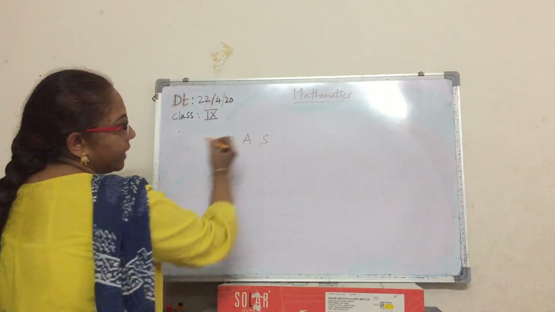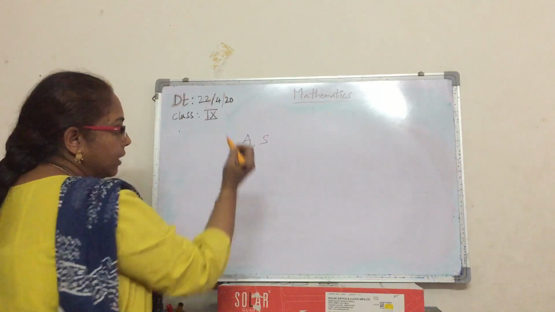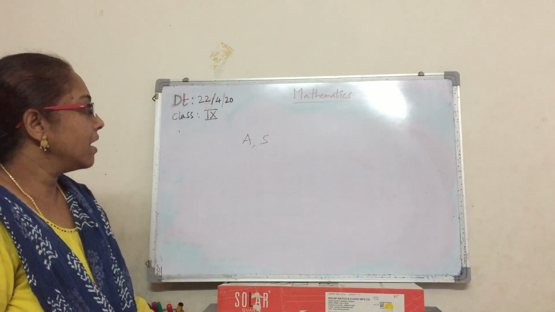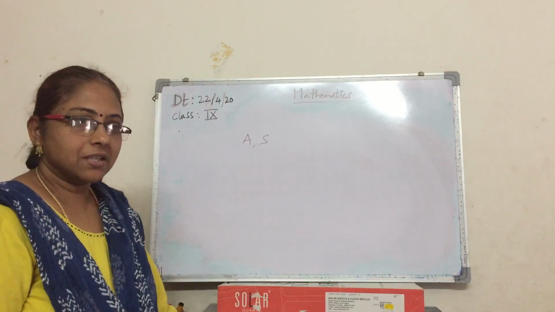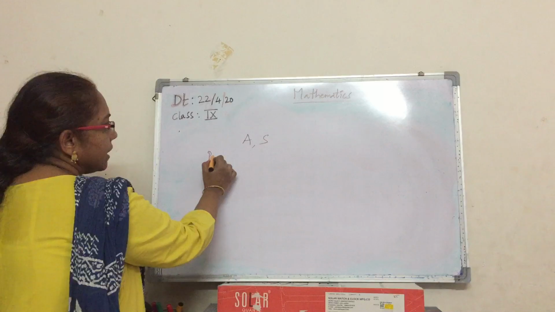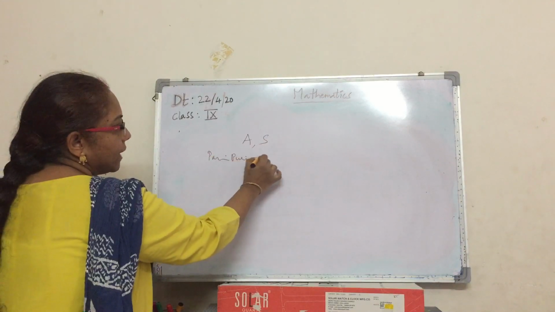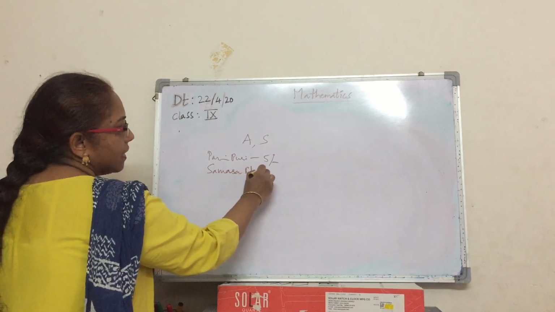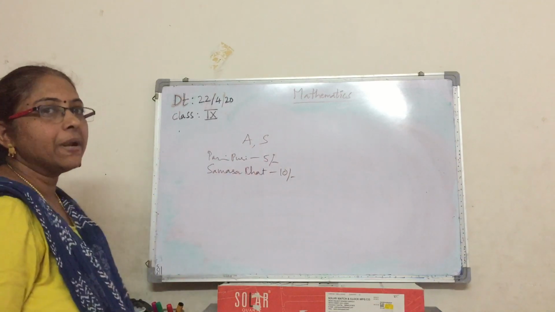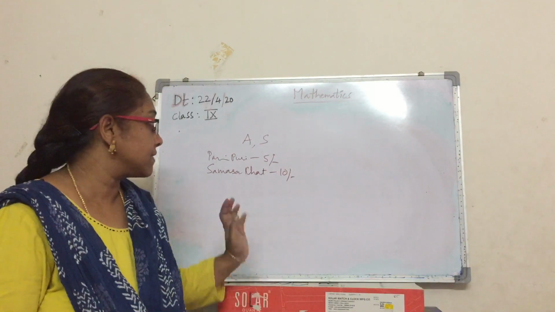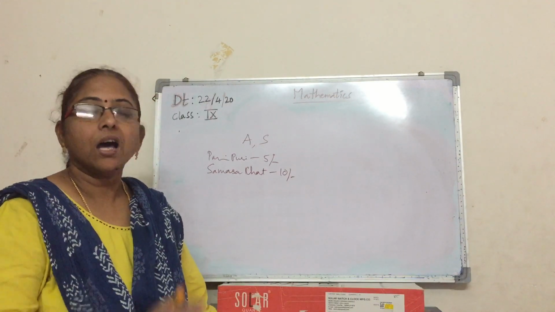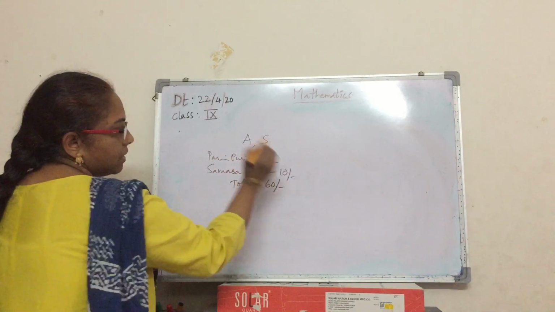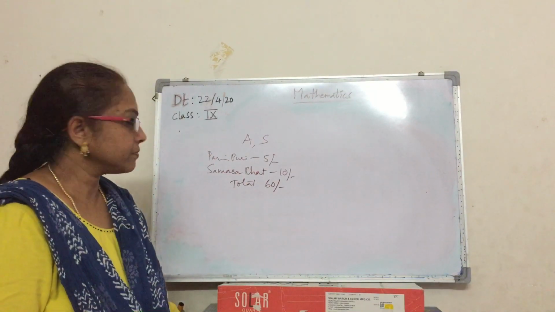Anita and Sunita are two friends. They went to market. They wanted to eat samosa chaat and pani puri. The shopkeeper informed that one plate of pani puri is 5 rupees and one plate of samosa chaat is 10 rupees. On the whole, they spent 60 rupees.